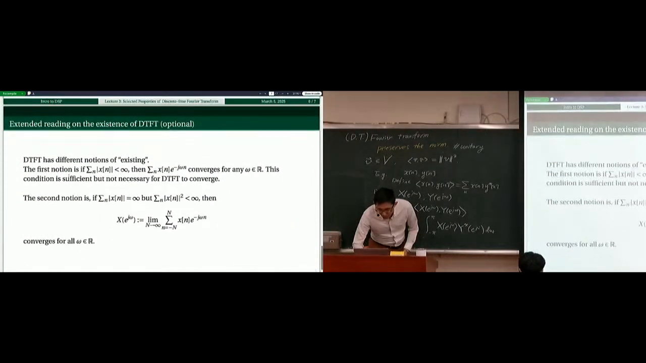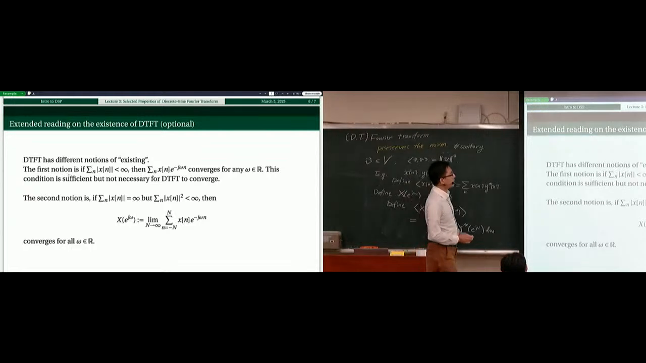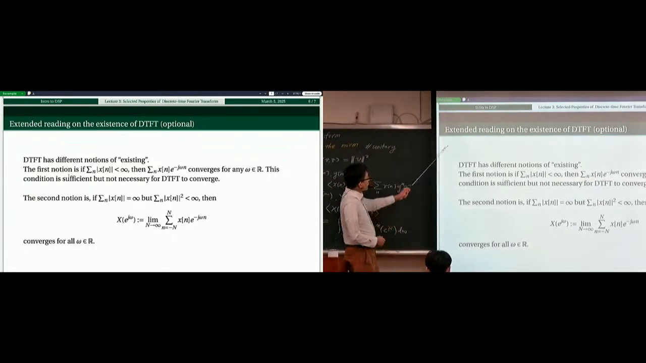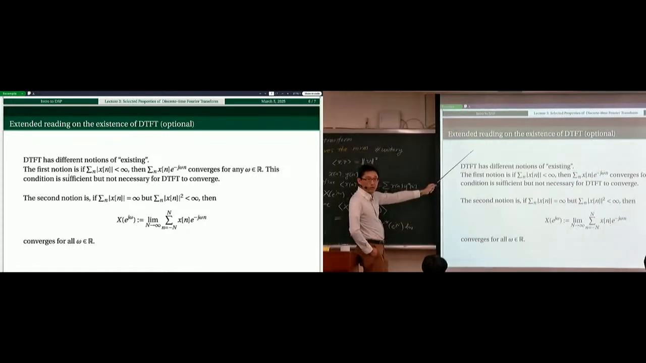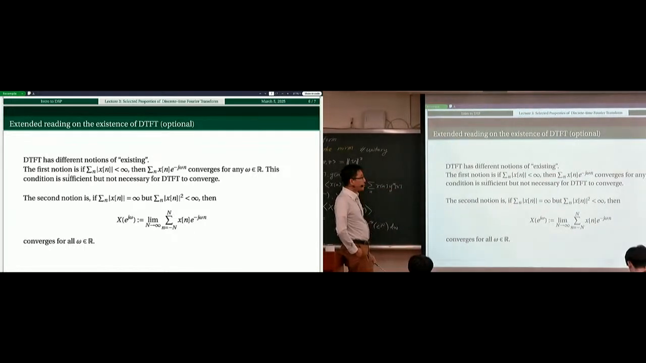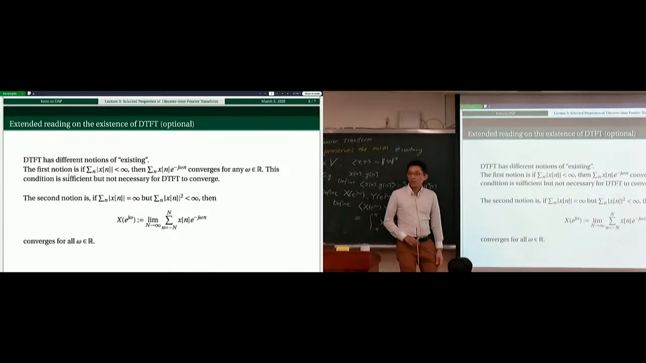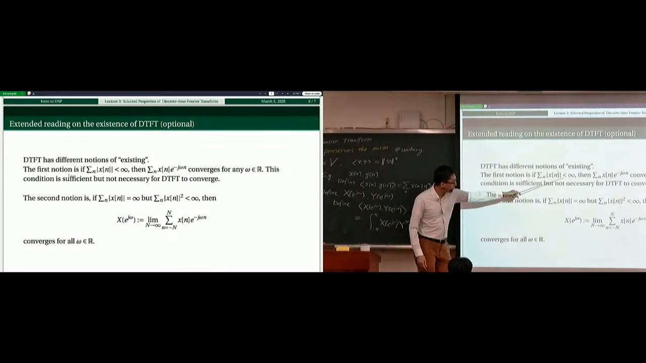Otherwise, in the textbook, there are some additional remarks I also want to mention to you. If you're interested, there are some materials you can use to extend your reading about DTFT. So if you talk about the existence of DTFT, existence means whether the summation converges or not. If the summation converges, then we say the Fourier transform exists.